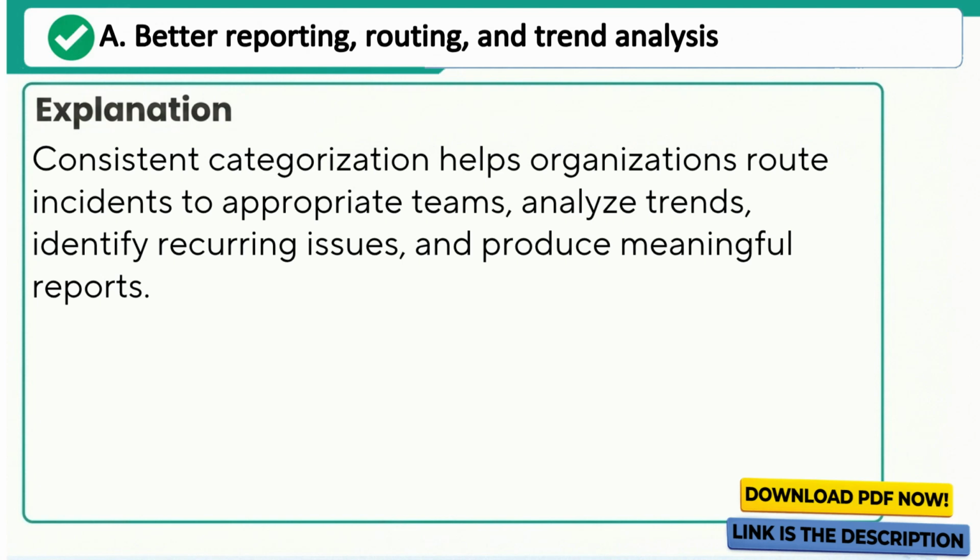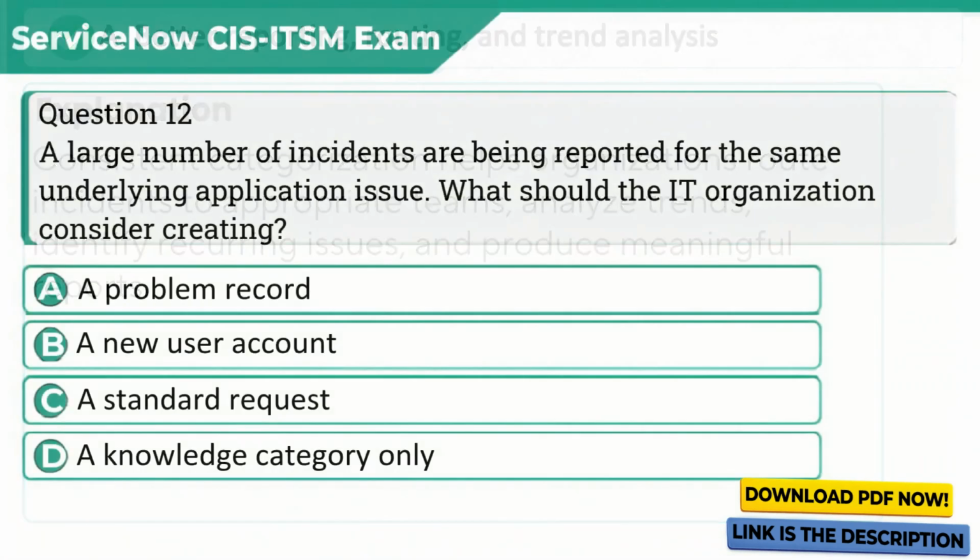Explanation. Consistent categorization helps organizations route incidents to appropriate teams, analyze trends, identify recurring issues, and produce meaningful reports. Question 12. A large number of incidents are being reported for the same underlying application issue. What should the IT organization consider creating?